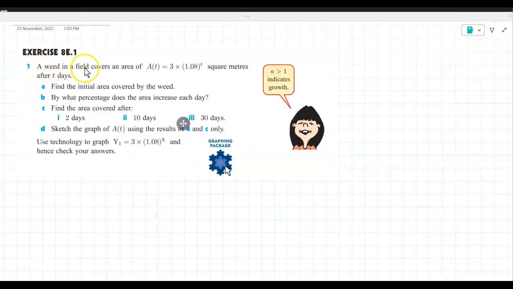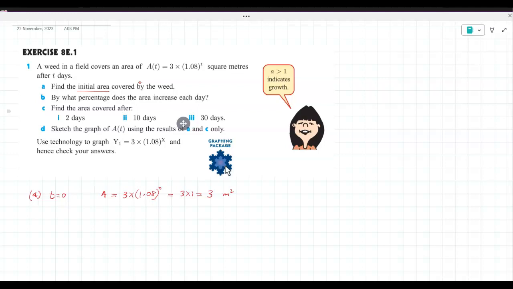A weed in a field covers an area A(t). A is a function of t, and this means 3 into 1.08 raised to t square meters after t days. So t is the number of days, correct? What is the initial area? Whenever they ask you initial area, you have to put time as 0. So you substitute time as 0. That will be 3 into anything raised to 0 is 1, so 3. So 3 square meters is the initial area.